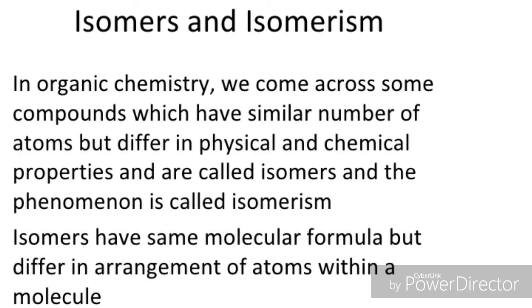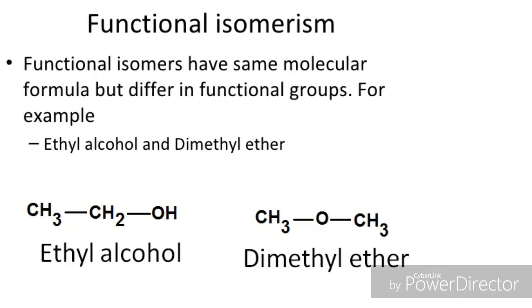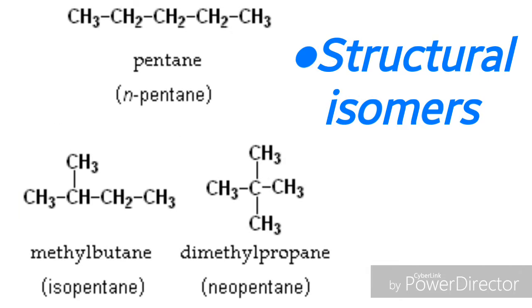Ammonium cyanate and urea are isomers. They have a similar molecular formula but different structures and different properties. Ethyl alcohol and dimethyl ether are functional isomers. They have a similar molecular formula but different structures and different properties. N-pentane, isopentane and neopentane, these three are structural isomers. They have a similar molecular formula but different structures and different properties.